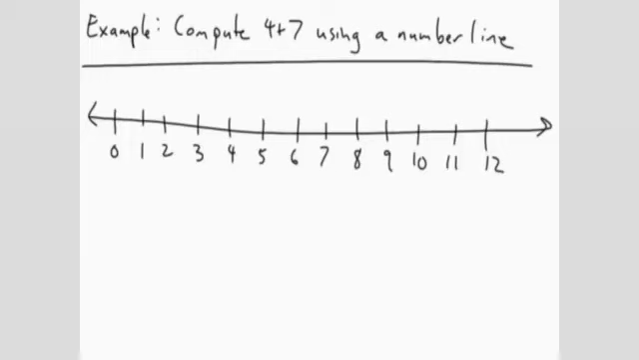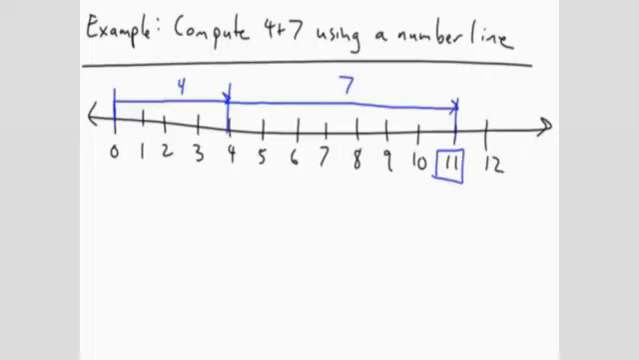4 plus 7 is computed by starting from 0, moving 4 spaces to the right, and then 7 more spaces to the right. 1, 2, 3, 4. 1, 2, 3, 4, 5, 6, 7. The answer is our location at the end of the movement. In this case, we can see 4 plus 7 equals 11.